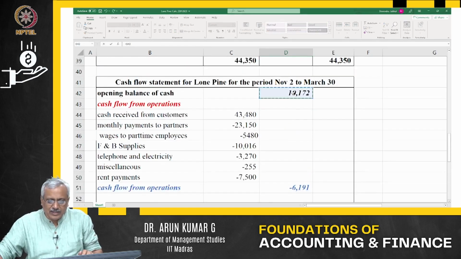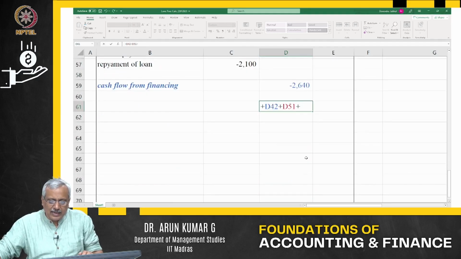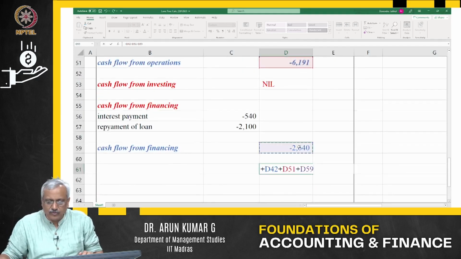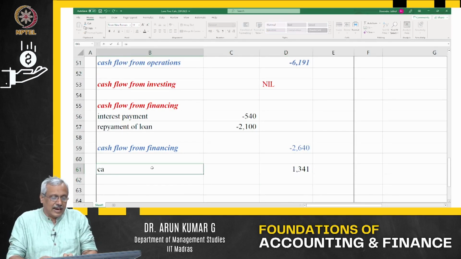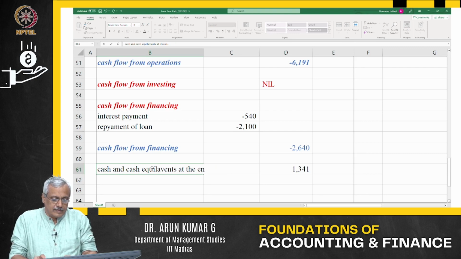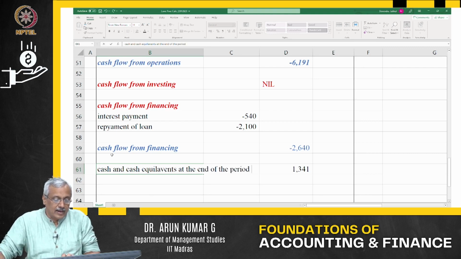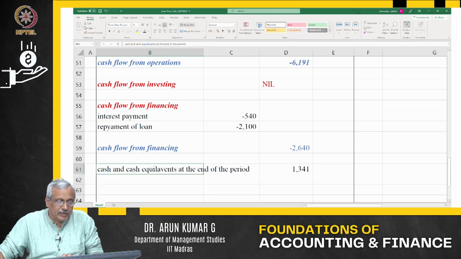So basically 10,172 is what I started off with. I added this 6,191 and then I add this 2,640, that is cash flow from financing. What should it lead to? It should lead to the cash that should be there at the end of the day. Cash and cash equivalents at the end of the period out there.